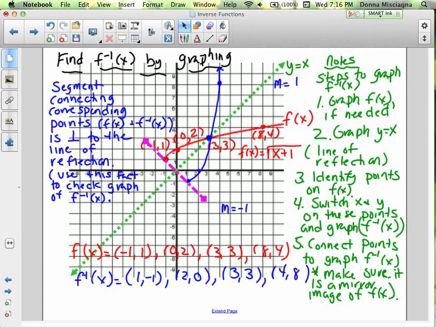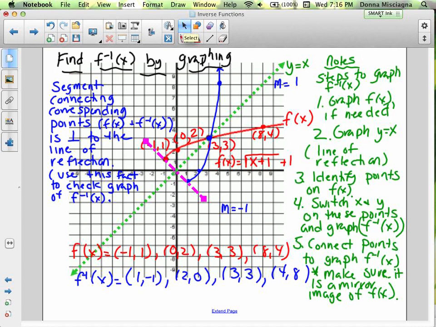Now let me move it over here because I can't fit the last little piece in. f of x equals the square root of x plus 1, plus 1. One to the left and one up. And there we go. In the next podcast, you'll see me reflect some more graphs. I'll give you more information.